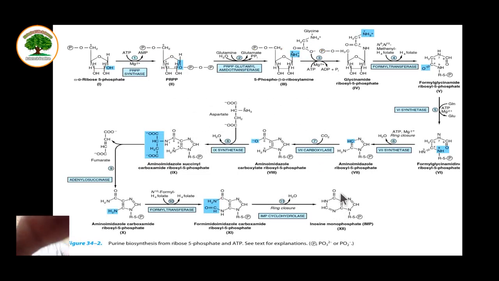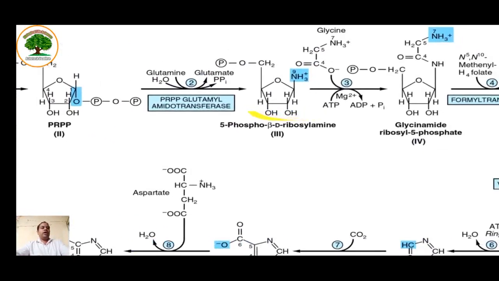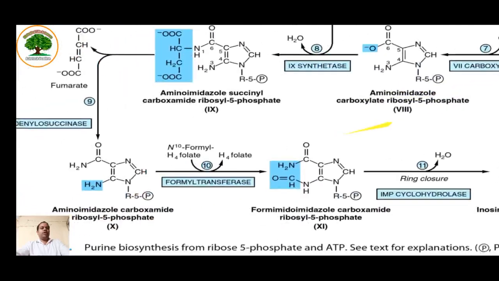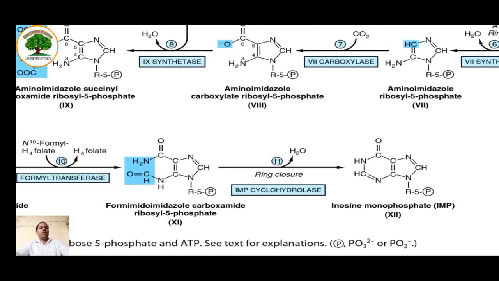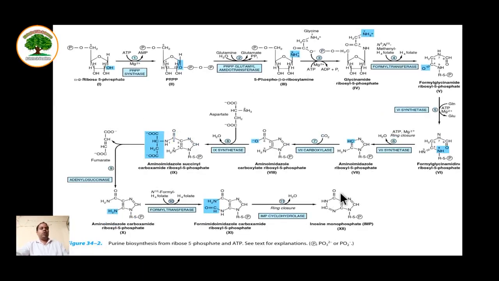You can see here the different intermediates of this pathway are present, and this whole pathway follows up till the formation of inosinate monophosphate. We are going to see the whole pathway in a step by step manner in this video. You can take a screenshot of this particular photograph so that you can get the whole pathway at a glance. We are going to see each and every step in detail in coming time.